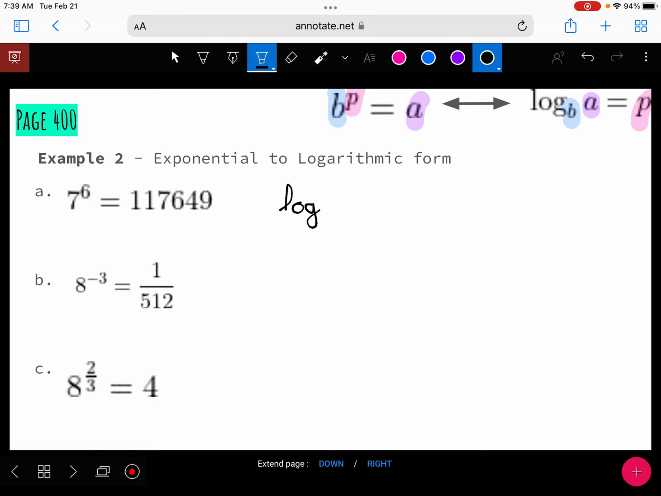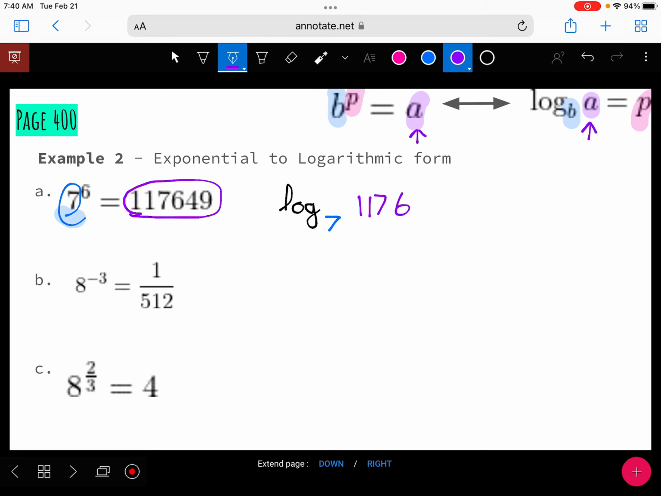So we're going to have our log, and then we're going to look for our base. What is the base of our exponent here? 7. So log base 7. That's our base. Then comes our argument, whatever the exponent equals. So it's going to be this guy right there, 117,649. If you want to toss the comma in there, you can. Make sure it doesn't look like a period. Commas are just decorative. And it's going to equal what the power was. It equals 6.